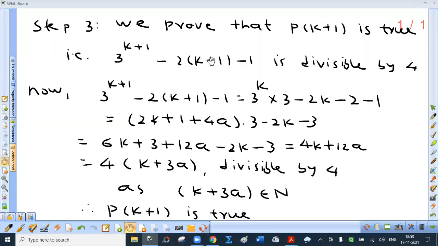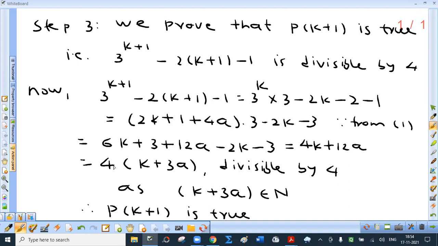So in the third step, we prove that P of k plus 1 is true. That is, 3 raised to k plus 1 minus 2 into (k plus 1), use of brackets is important, minus 1 is divisible by 4. Open the brackets. Laws of indices: 3 raised to k into 3 raised to 1. Now what is 3 raised to k? 2k plus 1 plus 4a. You have to mention the reason, from 1. Okay. Now open the brackets. What remains is 4k plus 12a. So 4 into (k plus 3a).